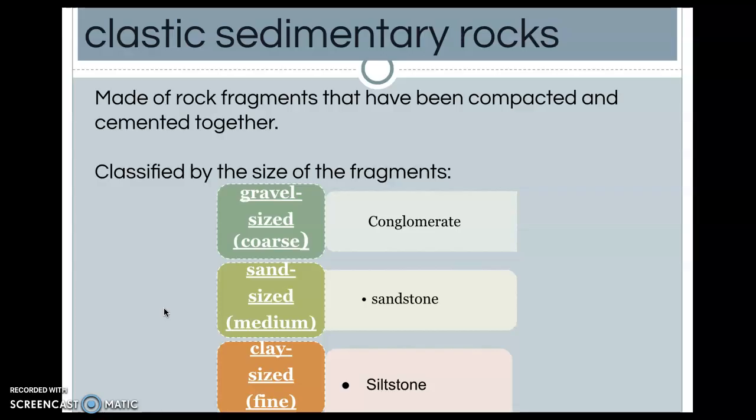Clastic sedimentary rocks, we classify them by the size of their pieces. We have gravel sized or coarse, and an example of that would be conglomerate. We have medium or sand sized, and that would be sandstone. And we have clay sized or fine, and that would be siltstone.